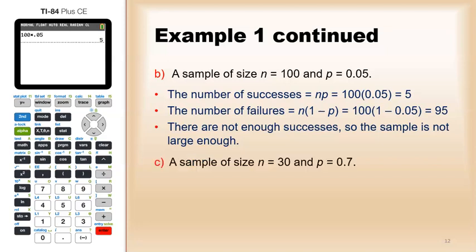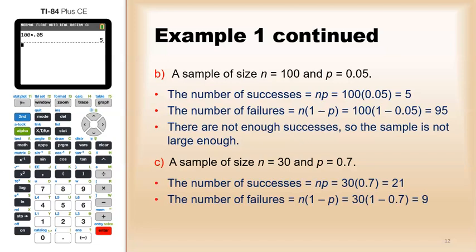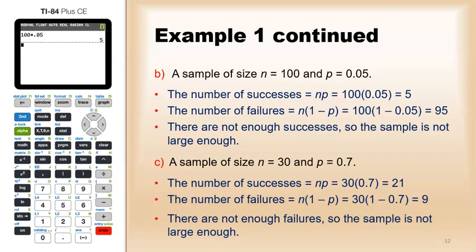If the sample is size 30 and probability of success 0.7, well, 30 times 0.7 is 21. 30 times 1 minus 0.7, 30 times 0.3, is 9. Not quite enough. I mean, it probably isn't going to be too bad, but we don't quite have enough failures in this case. So we would want a little bit larger sample.